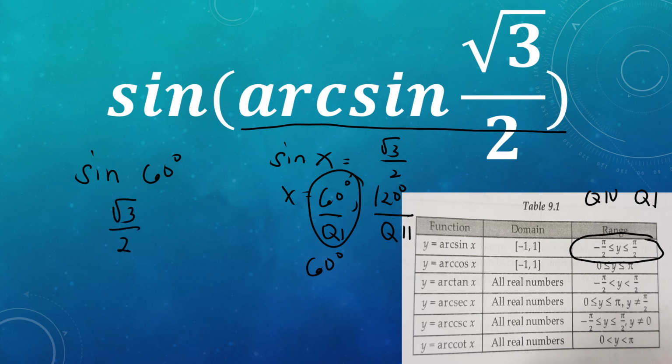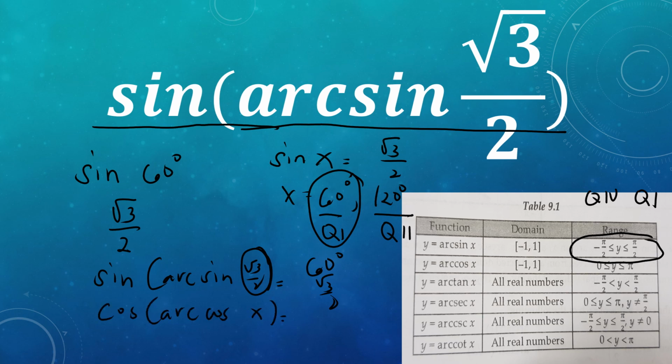There is also a rule for this given example. If we have an example like sine arcsine square root of 3 over 2, the answer is square root of 3 over 2. This is the only answer. It implies that if we have cos arccos x, the answer is x as long as x satisfies the given range. So if we have tan arctan x, the answer is x as long as x satisfies the given range. Let's try another example.